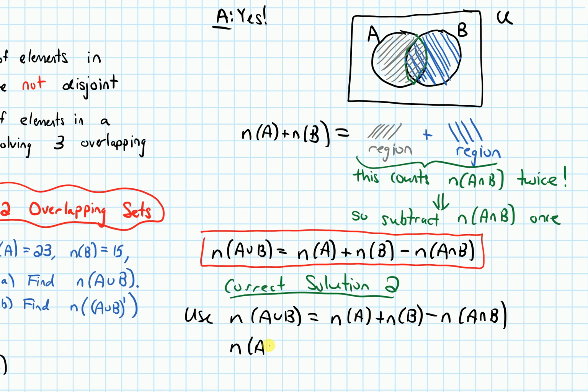So the number of elements in A union B equals, and the question said that A has 23 elements, B has 15, and the intersection, well, the question told us that that had, what was it? I think 11. So if I work out what this is, 23 plus 15, that's 38. 38 minus 11 is 27. And that is the same thing as the answer that we got the first way.